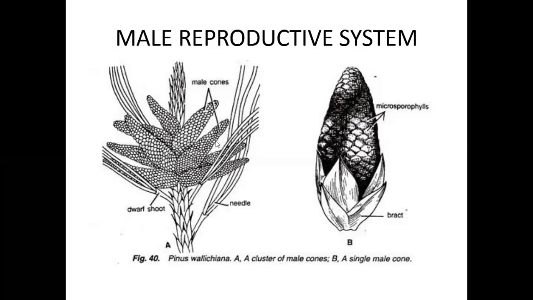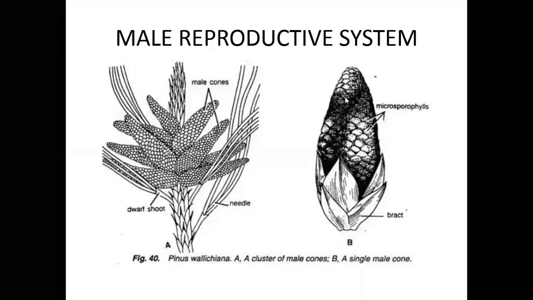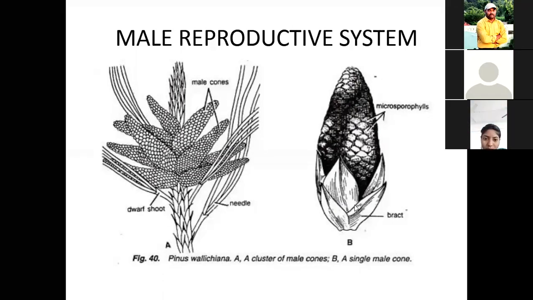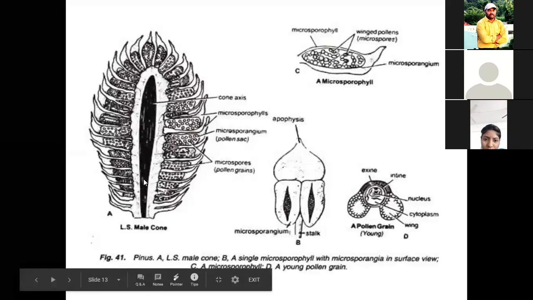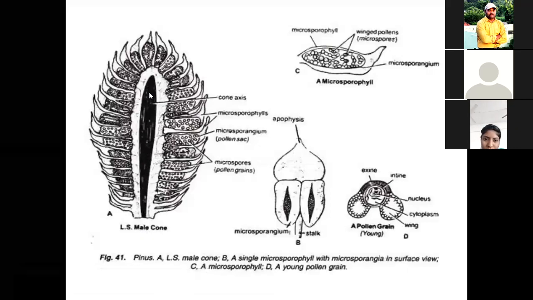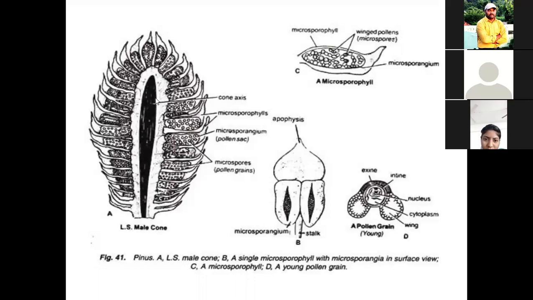Each male cone looks like a pineapple-like structure. The lower part of the male cone is protected by bract-like structures. If we take an LS of each male cone, it shows a central axis called the cone axis.